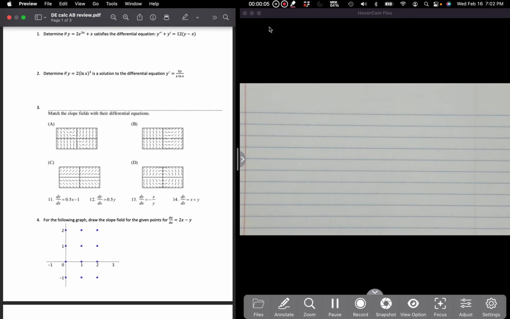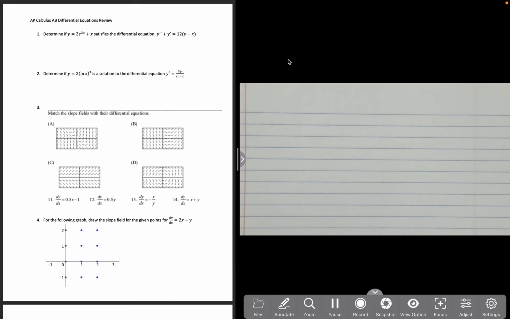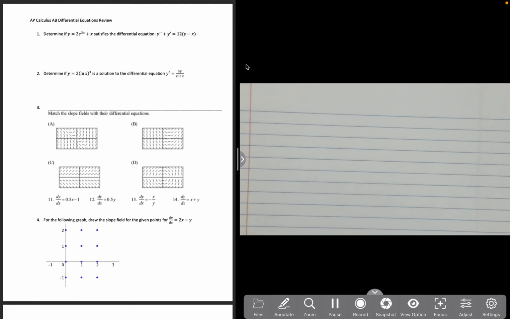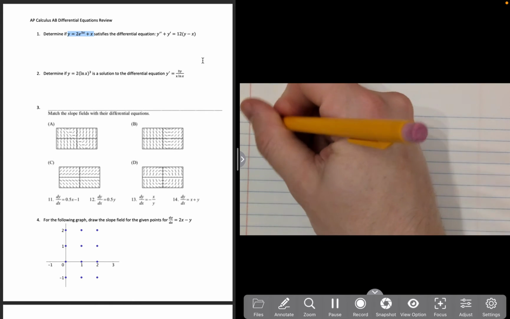All right, everyone, let's dive into the differential equations study guide. So, first question here, it says determine if that equation satisfies this differential equation. Remember that the key to verifying a differential equation solution is to take this and find all the derivatives you see present in it, or itself present in this equation, and then substitute, and see if the left-hand side equals the right-hand side. So let's start by taking some derivatives.